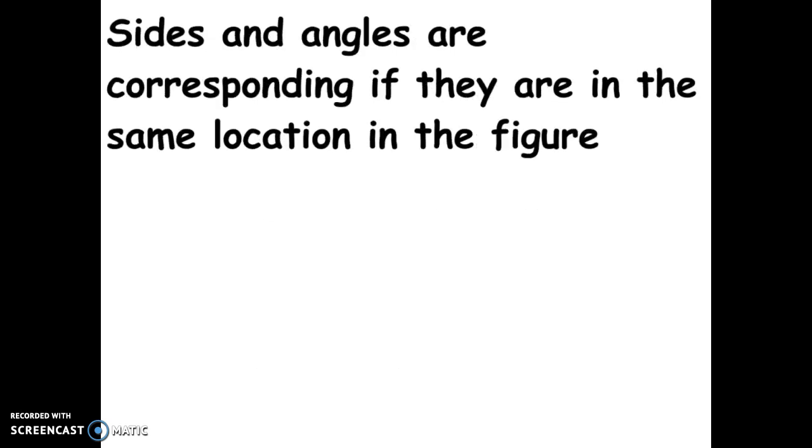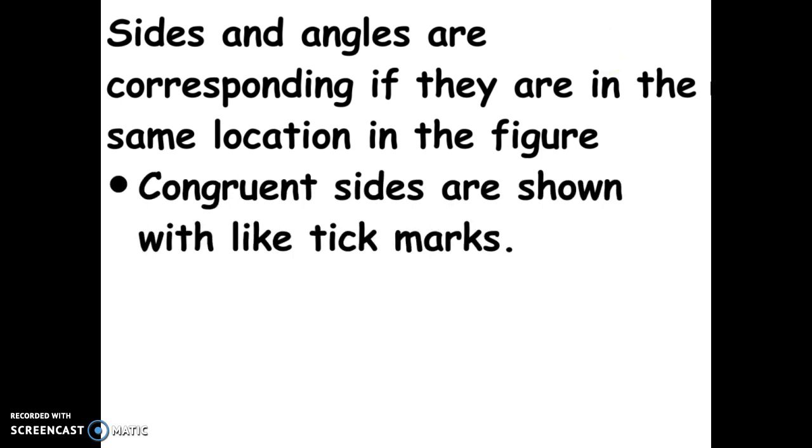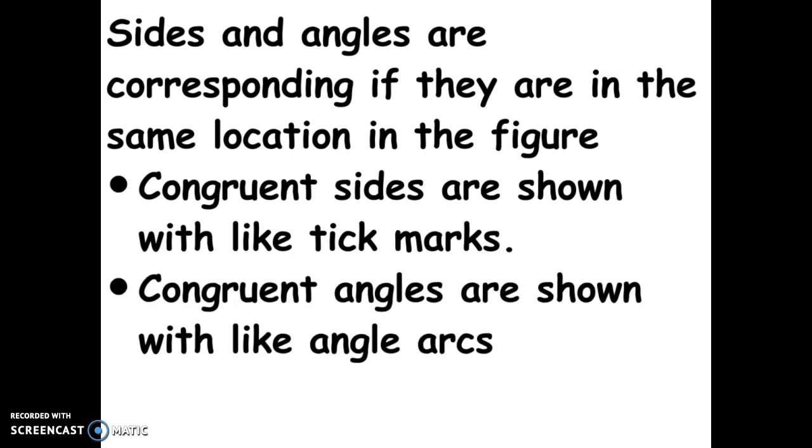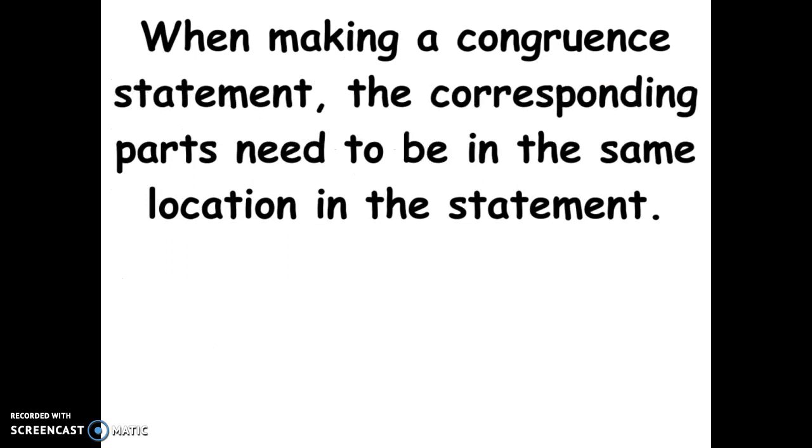Sides and angles are corresponding if they're in the same location in the figure. Congruent sides are shown with like tick marks, and congruent angles are shown with like angle arcs. When making a congruent statement, the corresponding parts need to be in the same location in the statement. All right, now we're going to move on to our examples.